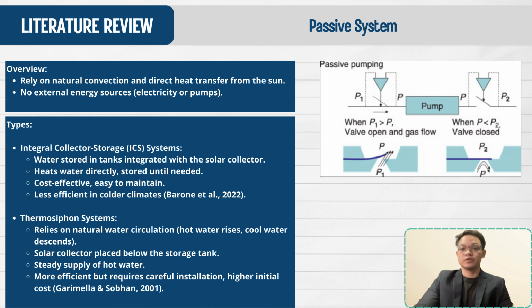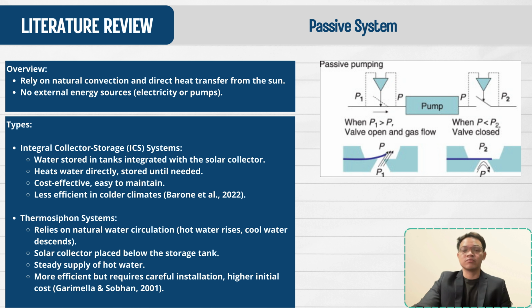Next is the type of solar water heating system. We have two types, which are passive and active systems. The passive system relies on natural convection or direct heat transfer from the sun. It also has no external energy sources, such as electricity or a pump. It has two types. The first is integral collector storage, where water is stored in a tank integrated with the solar collector. It heats water directly, and it is cost efficient but less efficient in colder climates.